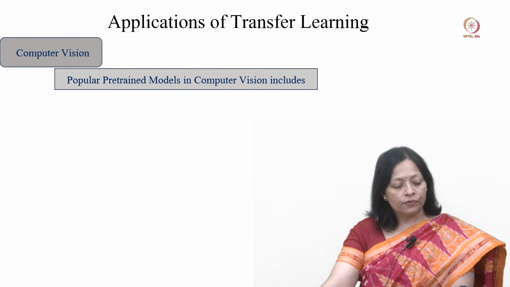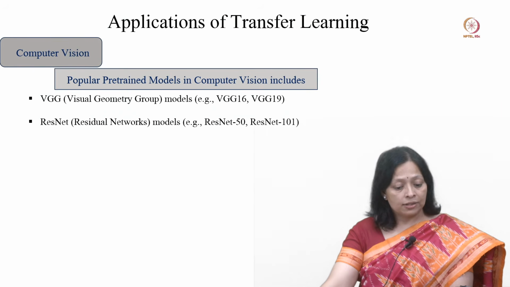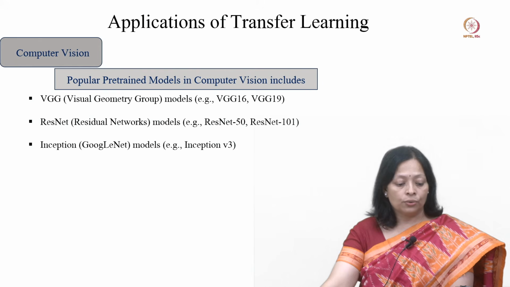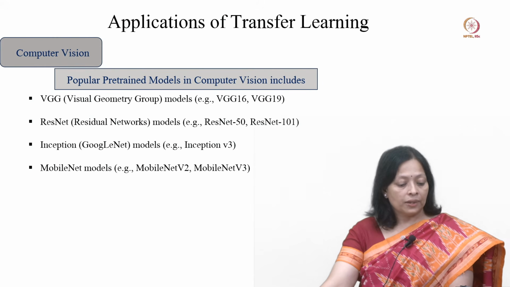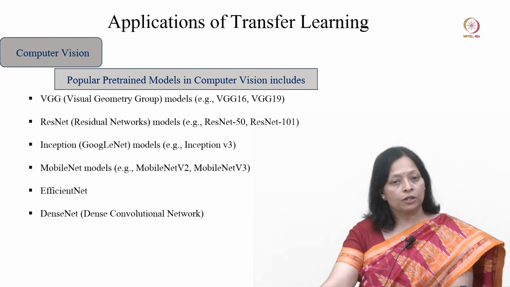In computer vision, we have the popular pre-trained models like VGG, the Visual Geometry Group's model, VGG 16 and 19, ResNet models, ResNet 50 and ResNet 101, the Inception model, that is the GoogleNet model, Inception V3, MobileNet models, then we have EfficientNet and DenseNet. These are the popular pre-trained models in computer vision.